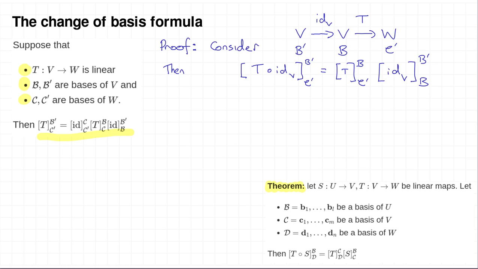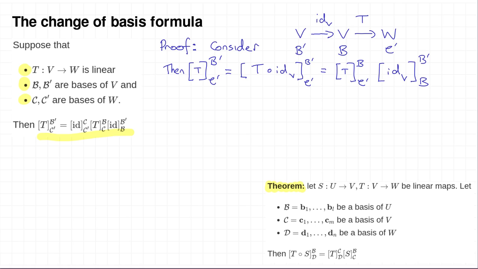But of course, what you've got on the left is the matrix of T composed with the identity. But when you compose T with the identity, you just get T again. So really, what we have here is the matrix of T with respect to initial basis B prime and final basis C prime.